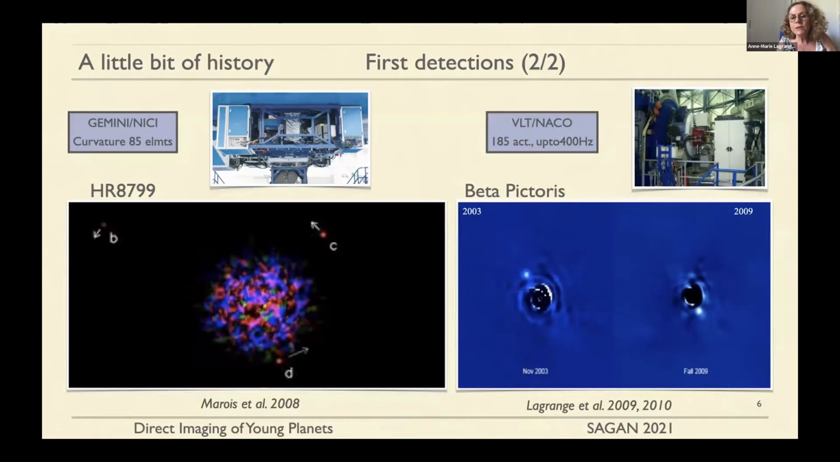And there was also, by Christian Marois and collaborators, the detection of Beta Pictoris b, which is a planet seen here back in 2003 at 9 astronomical units from the star, and that we reobserved a few years later at about 6 or so astronomical units in projected separation. With instruments like NIRI at Gemini, NACO at VLT and others, a few planetary mass objects were detected.